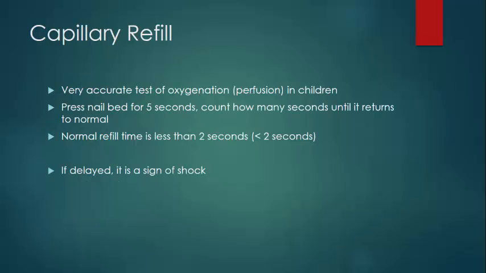Cap refill. It's a very accurate test of perfusion, what we call oxygenation of the tissues in children. So for kids less than the age of 6, you'll blanch their nail bed for about 5 seconds, hold it down, and then when you let go, count how many seconds it takes to return to normal. Sometimes it's pretty brisk. Normal should be less than 2 seconds. Anything greater than 2 seconds would be abnormal.